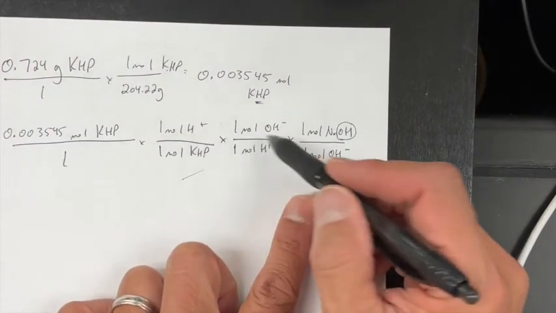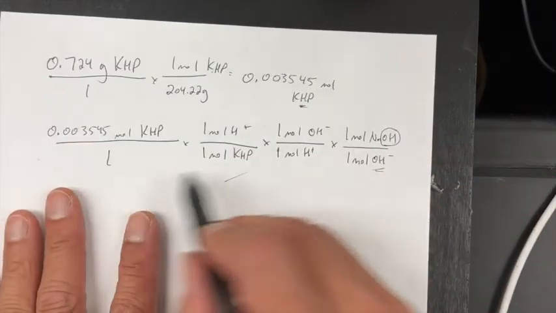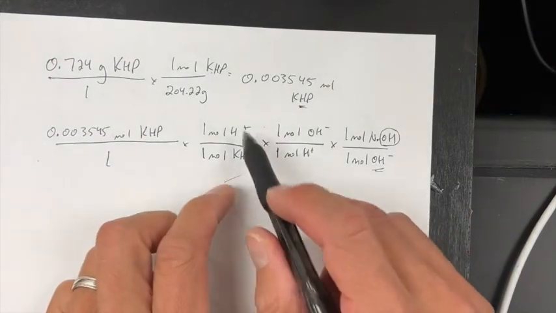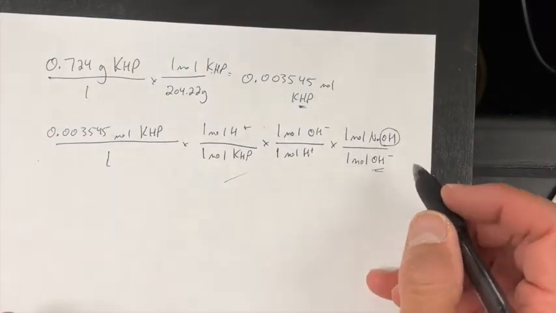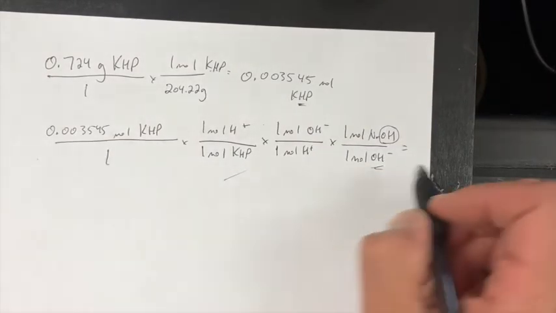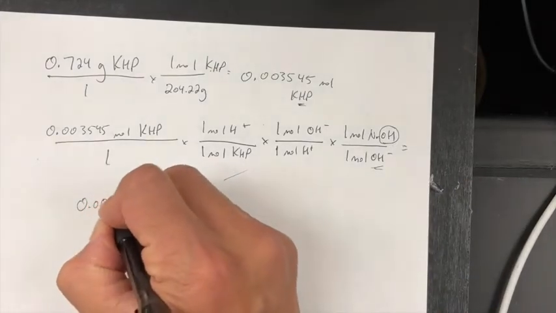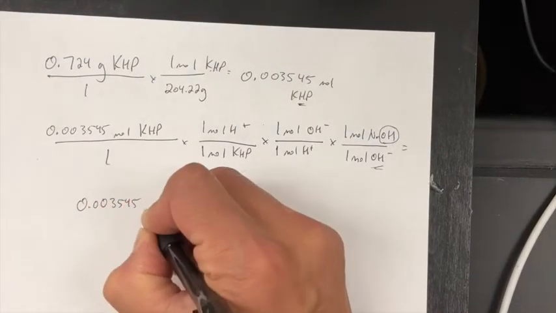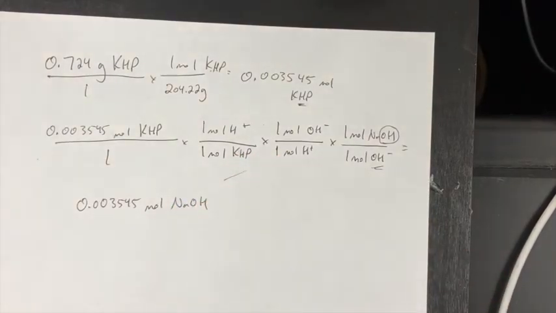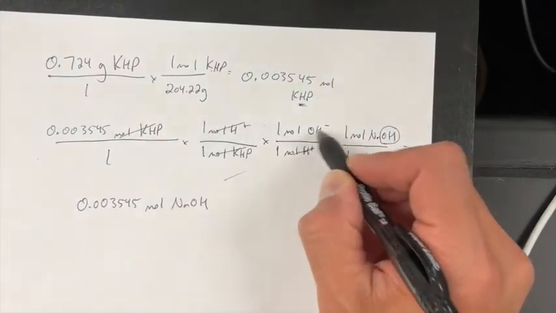It may not always be a 1-to-1 ratio all the way across. So I'm showing you this because in some scenarios you might have one of these be a 2-to-1 ratio or a 3-to-1 ratio. But in this case, my moles of KHP equal moles of NaOH. So it ends up being 0.003545 moles of NaOH. Okay, so everything cancels out. This cancels out. This cancels out. This cancels out.